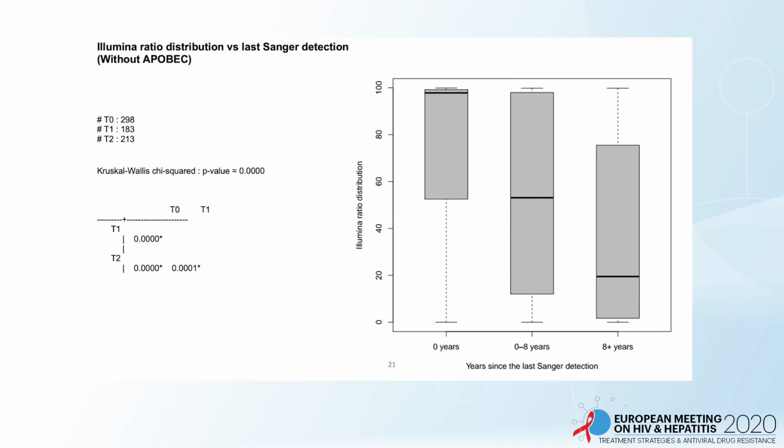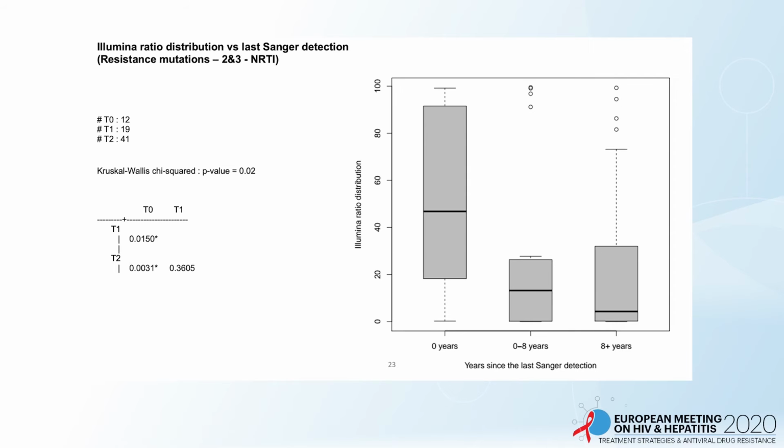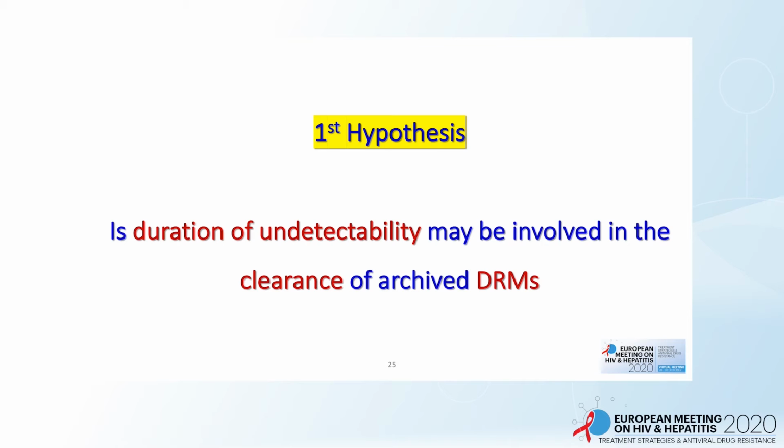We found that drug resistance mutations are detected at a high level in ultra-deep DNA sequencing when they are detected more recently in RNA, either for all mutations irrespective of assigned score, or for drug resistance mutations with score 2 and 3. This is also true irrespective of antiretroviral classes, either NNRTI or NRTI. These observations suggest a possible clearance of drug resistance mutations in the DNA compartment, and in the next step, we wanted to characterize factors that could modulate this clearance.